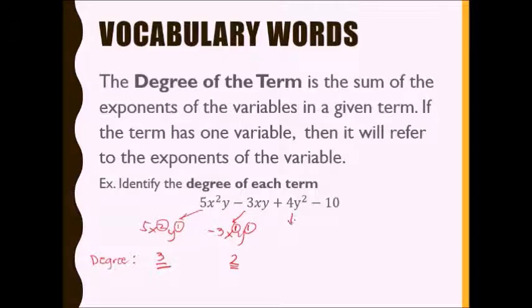Next, we have 4y squared. No, so sabi nga kanina, if your term has one variable, refer to the exponent of the variable. No, so dito ang exponent lang naman natin ay 2. So its degree is 2. Lastly, we have negative 10. No po. So, always remember that constants has a degree of 0 pala, sorry. Degree of 0. No, so 0 po siya. Bakit? Kasi wala ka naman makikitang variable sa kanya.